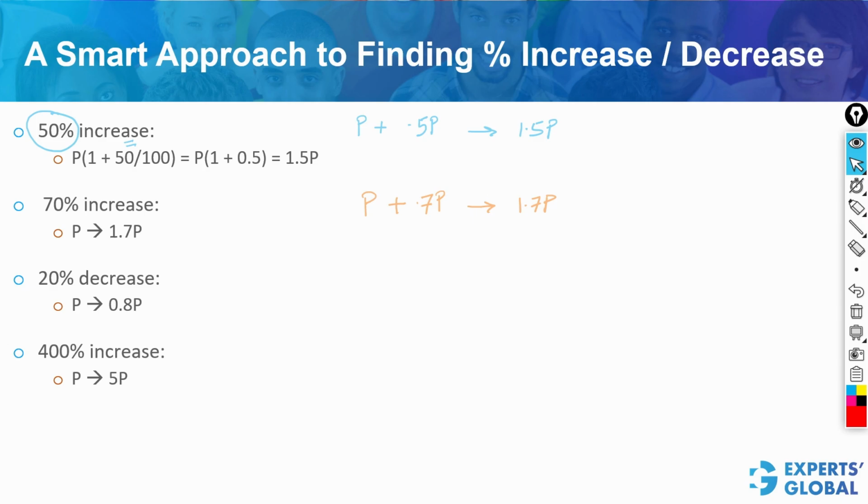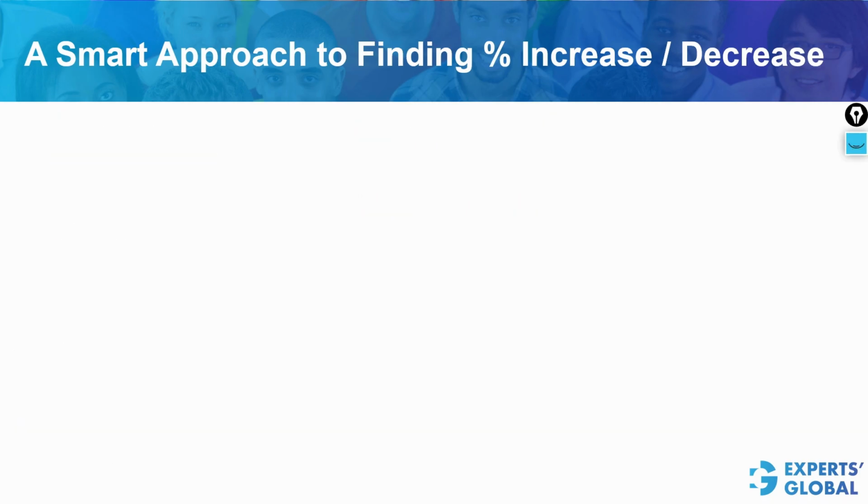Another example, p became 10p. What was the percentage increase? Some students would say 1000%, but that's not correct. The increase is only 9p and therefore 900%. Let's take some more examples a bit faster this time.